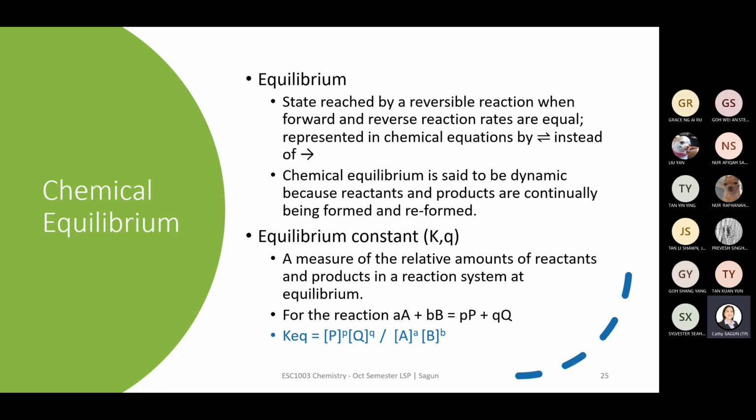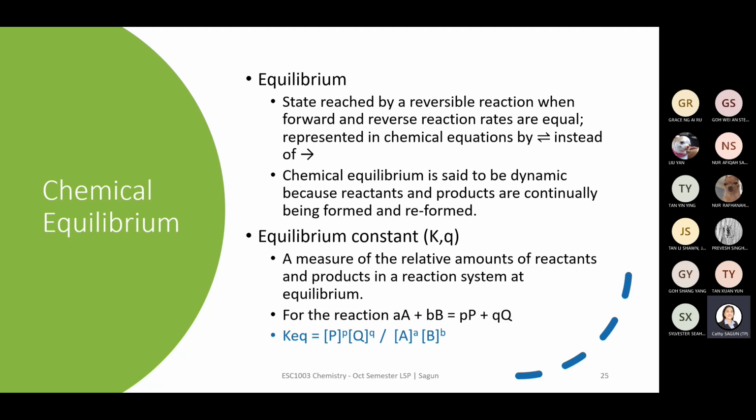So this is what I was telling you a while ago. To get your K equilibrium, it's so easy. You just have to, let me erase this. The main formula is, let me use this one, products over reactants. So let's say I have here P.